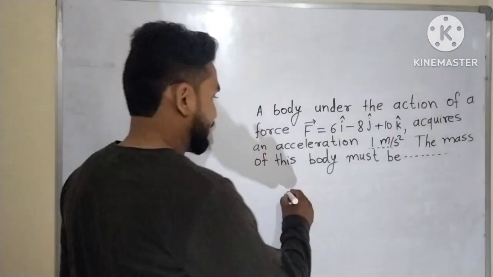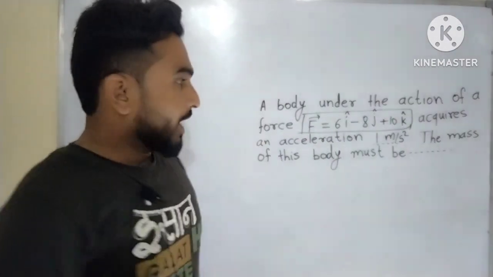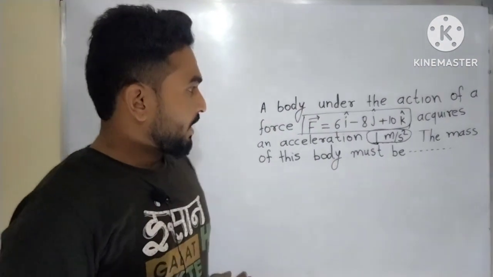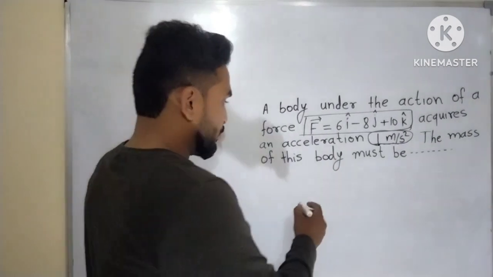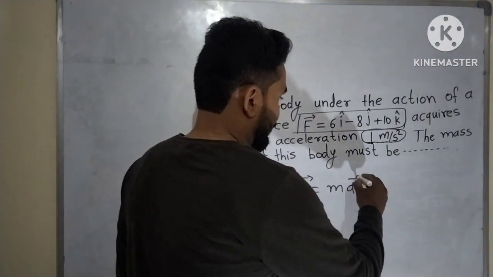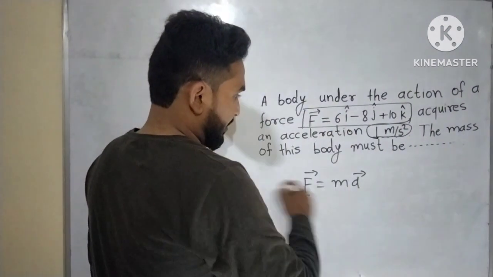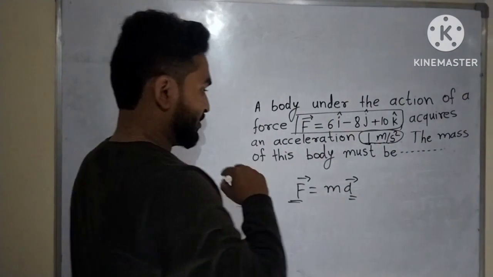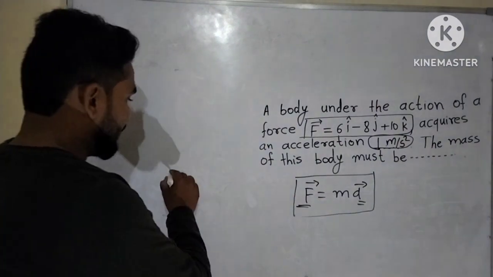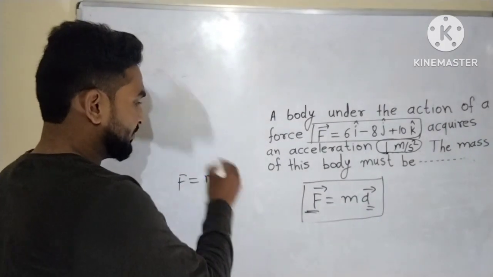Force is given. See here, this force is given in the form of a vector, but acceleration is given in magnitude form. It's just the magnitude that is given here, and we have to find the mass. We know that force is equal to mass into acceleration. So this force is given in the form of a vector and acceleration is given in the form of magnitude. Therefore, to solve this question, we have to use this formula in magnitude form. That is, magnitude of force is equal to mass into magnitude of the acceleration.